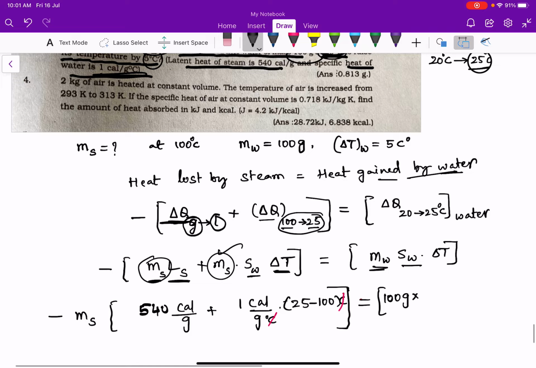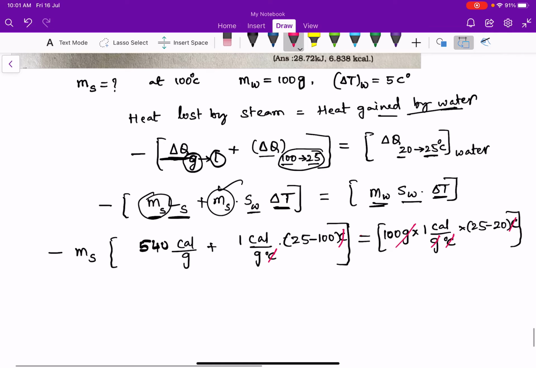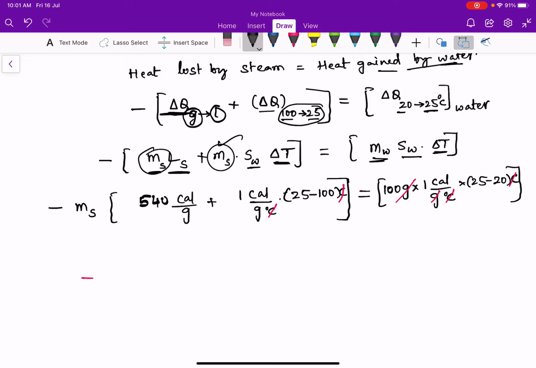Into the specific heat of water, which is 1 calorie per gram per degree Celsius, into change in temperature. The temperature changes from 20 to 25 degrees Celsius here, so final 25 minus initial 20 Celsius degrees. Here Celsius and Celsius cancel, so grams and grams also cancel. So minus m s into 540 calories per gram, 25 minus 100. 25 minus 100 is nothing but minus 75.